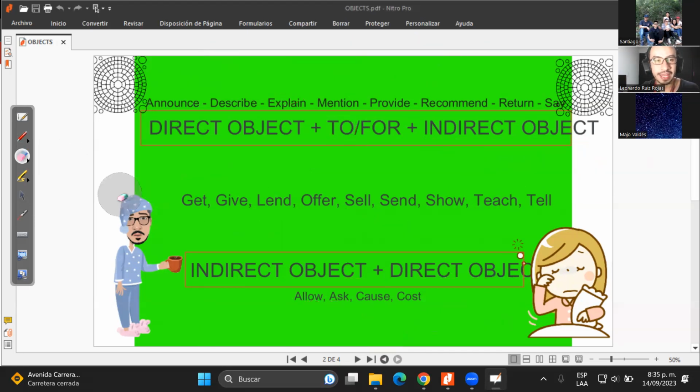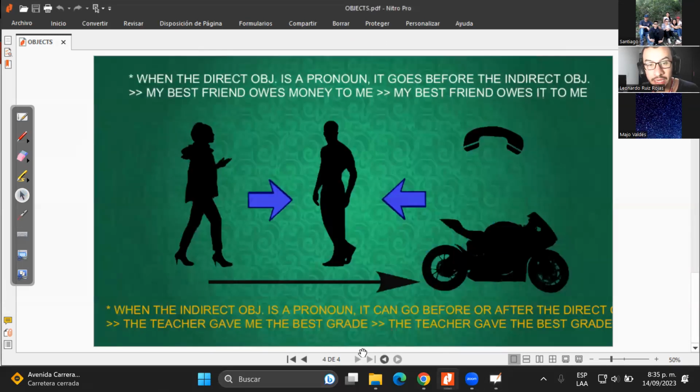Very good. Now, they have another part here in which they say, Santi, help me to read the first part, the white sentence.